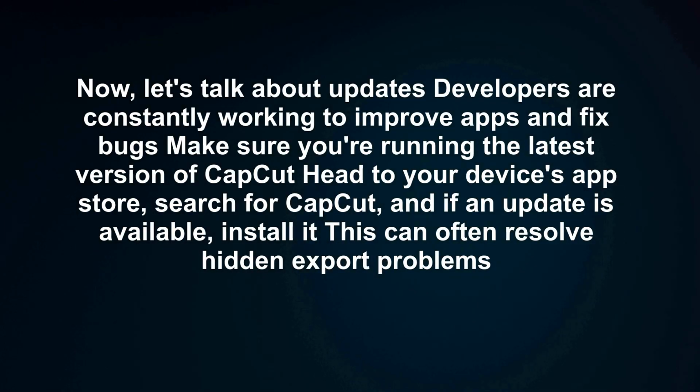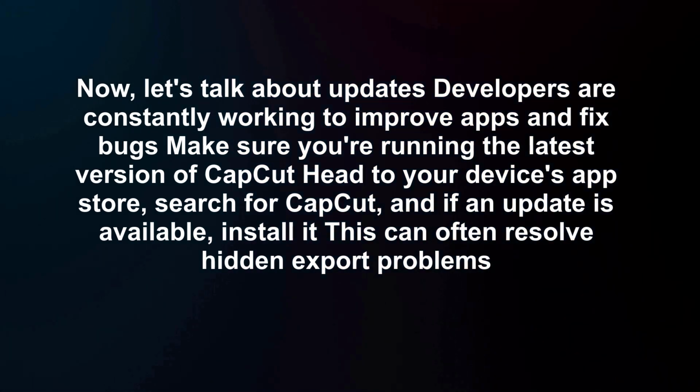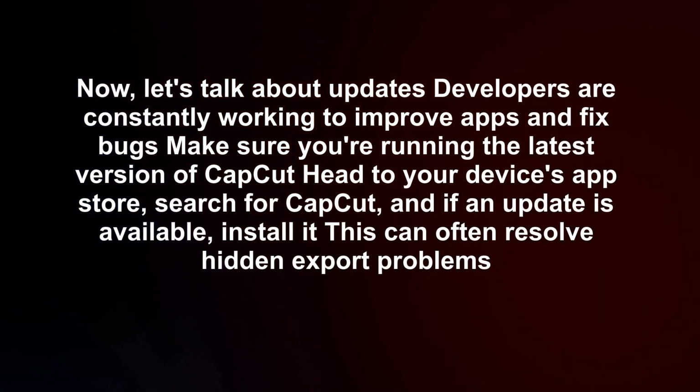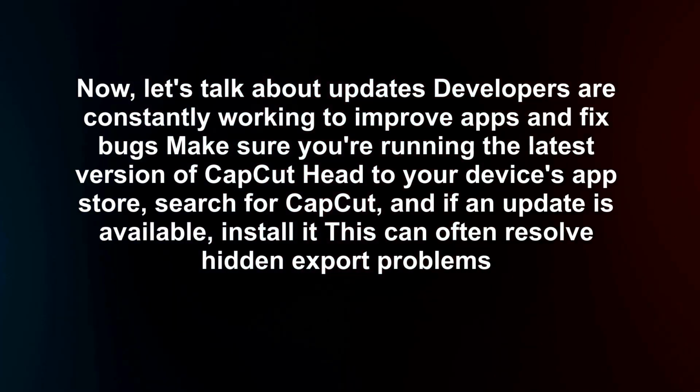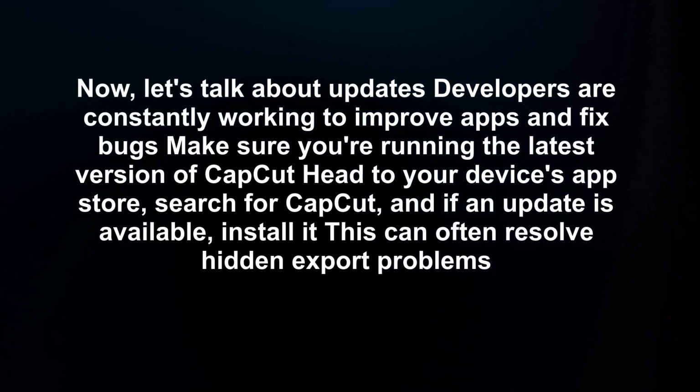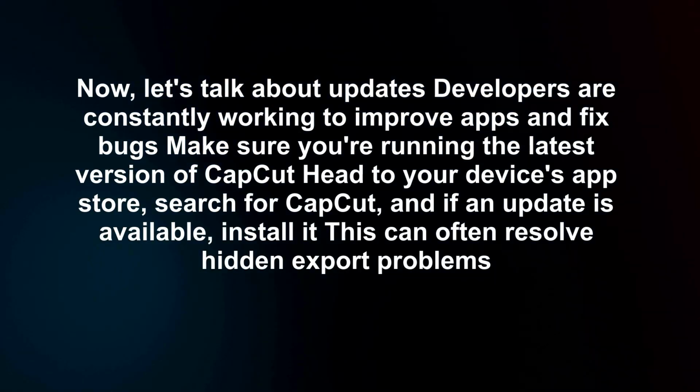Now, let's talk about updates. Developers are constantly working to improve apps and fix bugs. Make sure you're running the latest version of CapCut. Head to your device's app store, search for CapCut, and if an update is available, install it. This can often resolve hidden export problems.